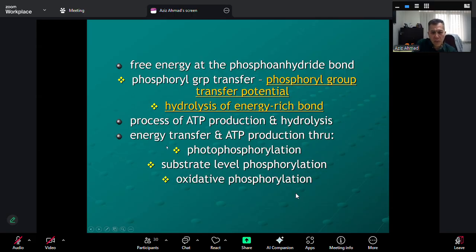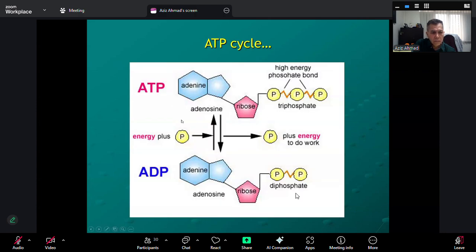So we divide the process involving the transfer of the phosphate group during metabolism into three levels: photophosphorylation, substrate level phosphorylation, and oxidative phosphorylation. You can see here that phosphate is very important. Phosphate is not just used by plants, but is also important for animals and humans as a source of building block for ATP production. From ATP, if one phosphate is removed, you get the ADP. If two phosphates are removed, you get the AMP, adenosine monophosphate.